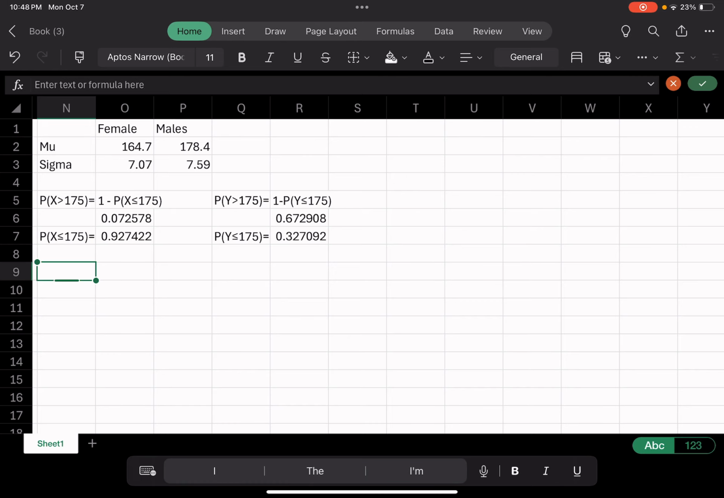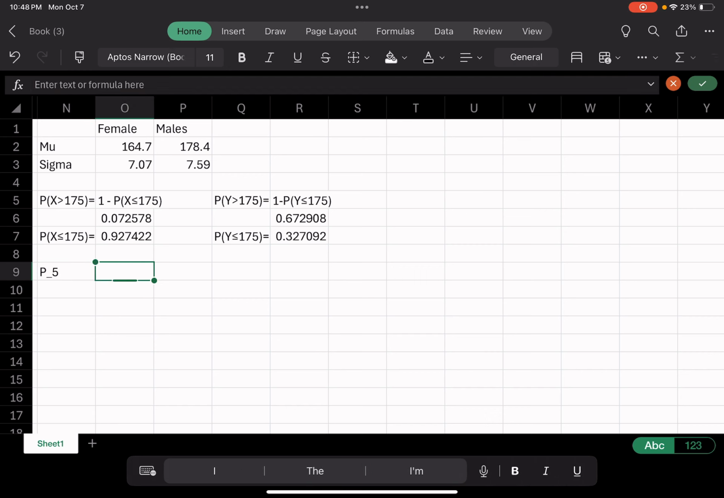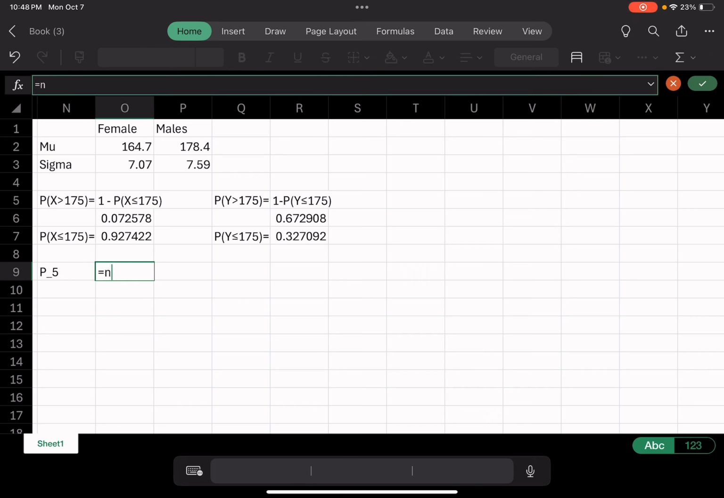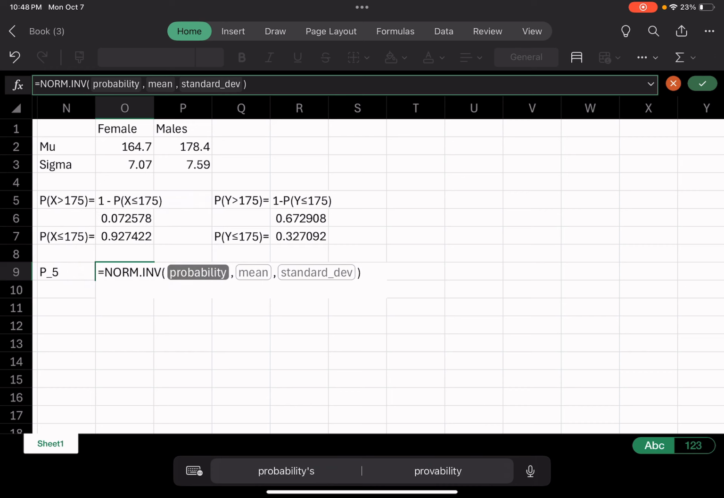Looking for P5, and that is going to equal NORM.INV. There it is. Probability in this case is going to be 0.05 because I want that percent of the total less than this value that it's going to give me. And so the mean here, I'm working with the females again. The standard deviation is going to be that one. Enter.